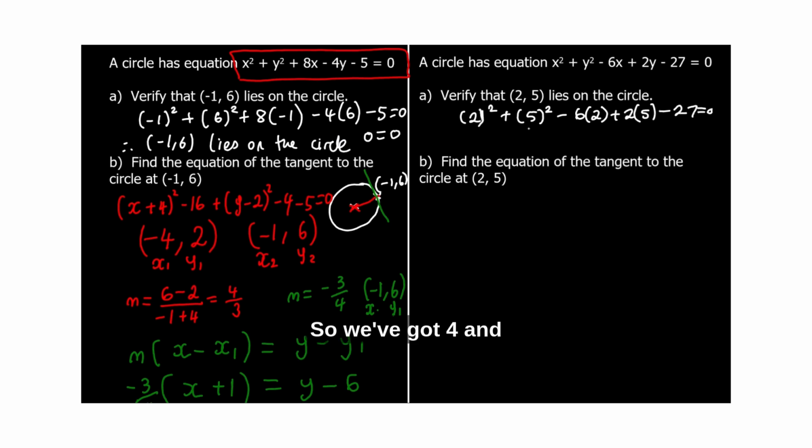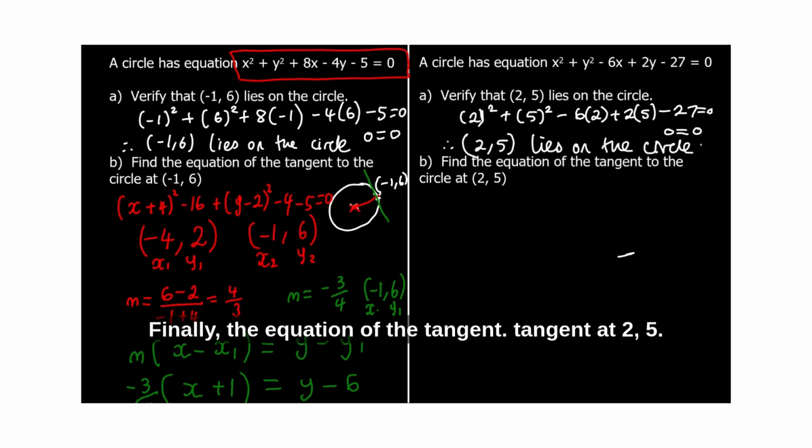So we've got 4 and 25, that's 29. Take away 12, which is 17, plus 10, 27. Take away 27, that's 0. So therefore, 2, 5 lies on the circle. Find the equation of the tangent at 2, 5.